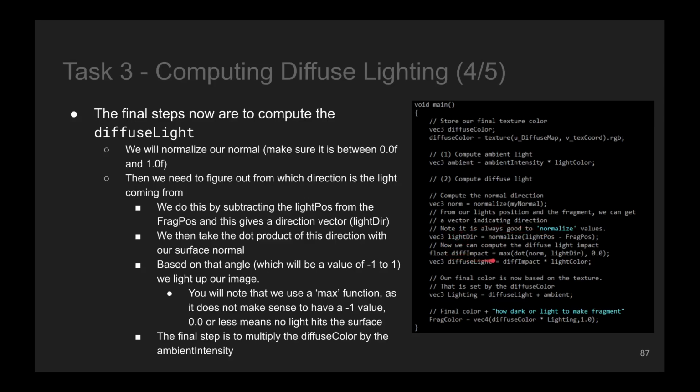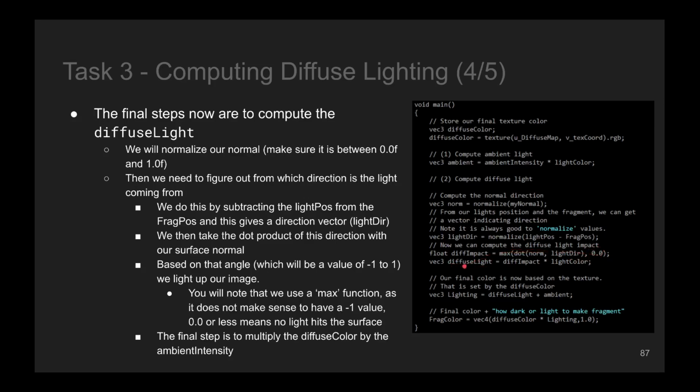Then we calculate the diffuse impact here, which again is the dot product of our object's normal, which was computed up here, and the light direction, okay? And then I'm also taking the max of whatever that dot product is and 0. So why am I doing that? I'll give you a moment to think about that. Well, remember, if I get a negative value, that doesn't really mean anything. The lighting intensities are between 0 and 1.0, okay? So in case I get a dot product that's negative, that just means 0. Don't light up that surface, okay?